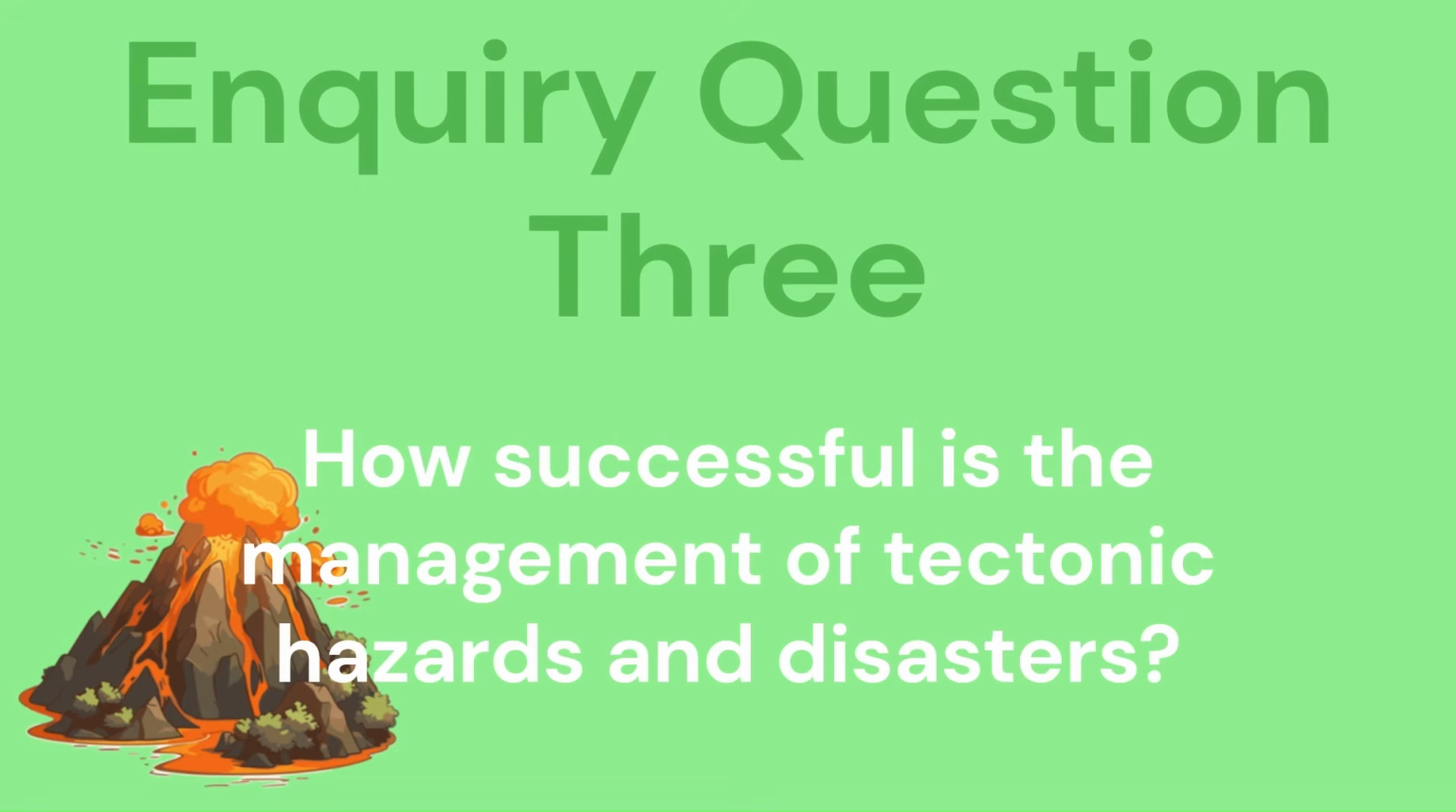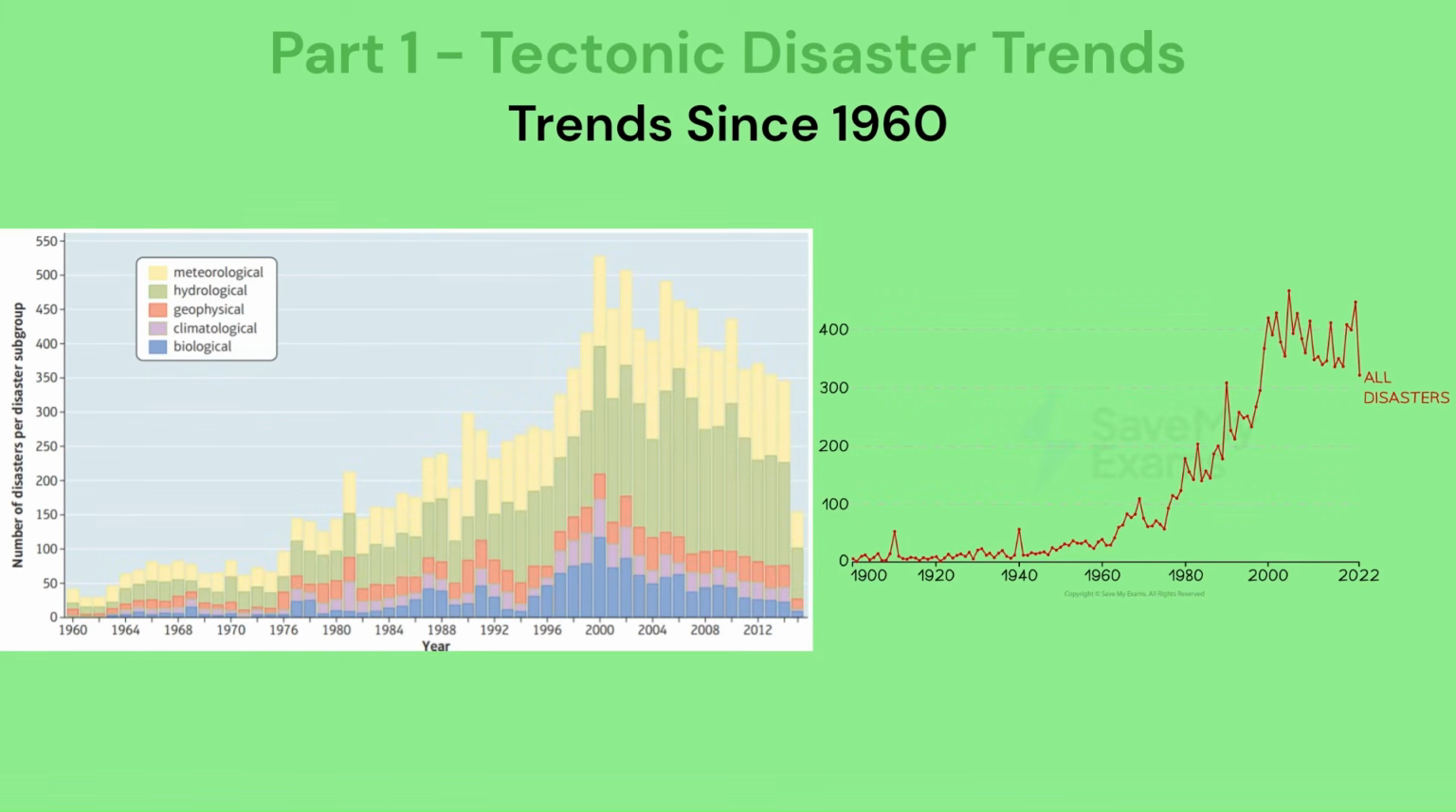Enquiry Question 3: How successful is the management of tectonic hazards and disasters? The first part of this video will cover tectonic disaster trends. The number of recorded disasters has increased significantly since 1960. This can be seen on the graph shown.